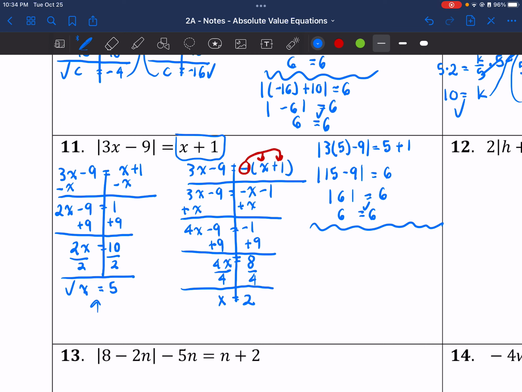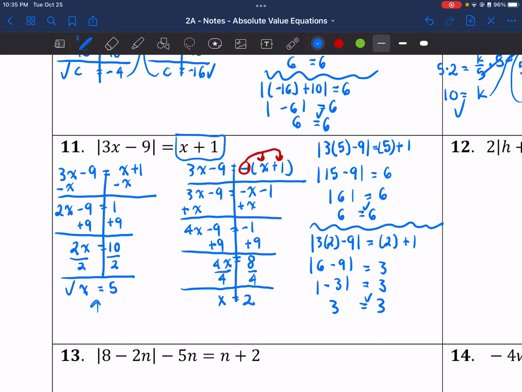Now we're going to plug in x equals 2. 3 times 2 minus 9 is equal to 2 plus 1. Oh, I forgot to put parentheses. 3 times 2 is 6. 6 minus 9. So the absolute value is 6 minus 9, and 2 plus 1 is just 3. The absolute value of 6 minus 9 is the absolute value of negative 3, which is 3. So we get 3 equals 3.